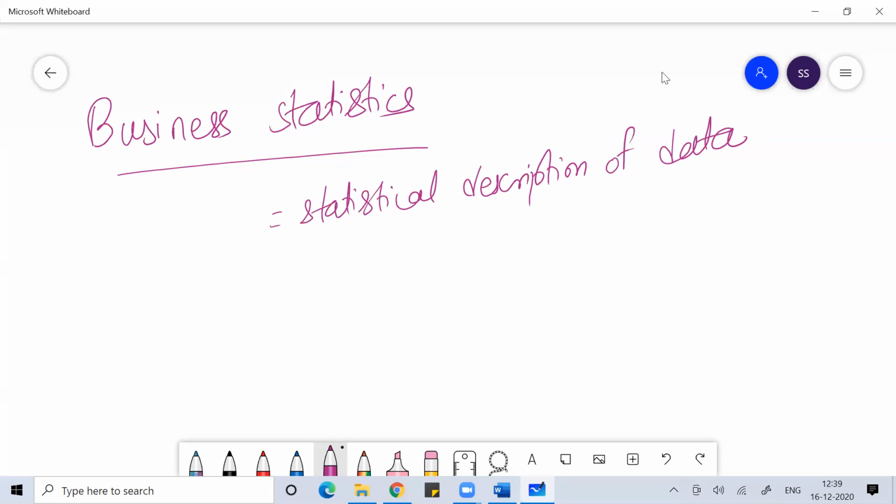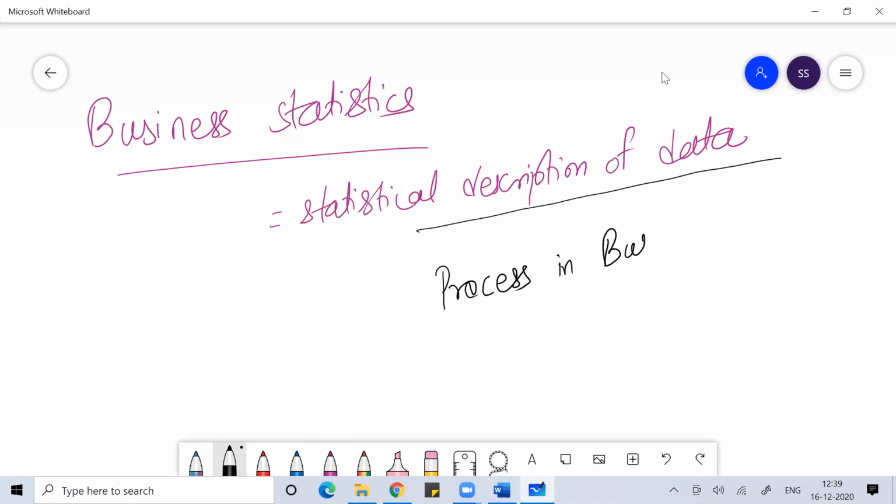So when we are talking about statistical description of data, in this chapter we first try to understand what data is all about. When we try to understand the data, the very important thing whenever we work on statistics is to understand the flow in which we need to process our work. So what is the process we need to follow to work on business statistics?